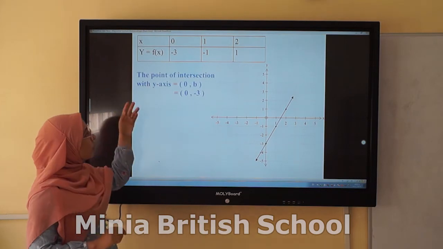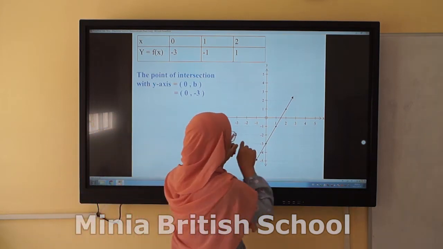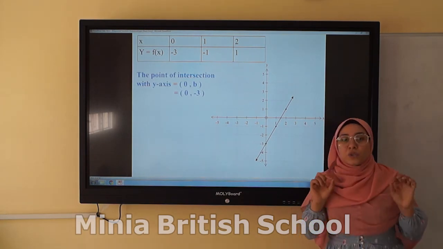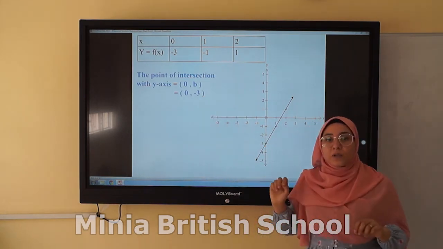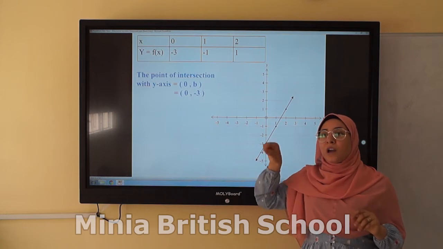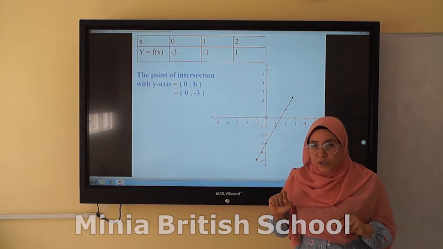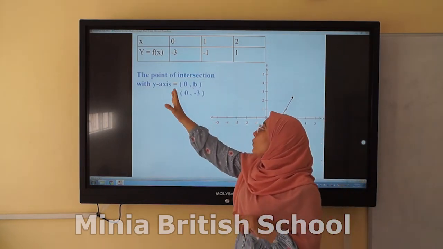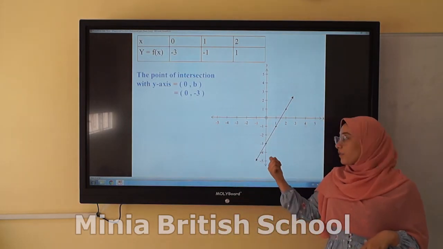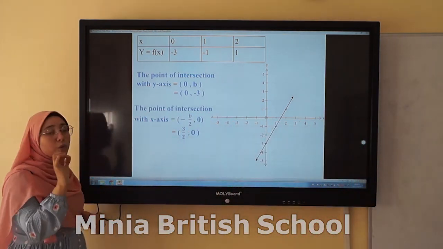Now, the point of intersection with the y-axis is (0, -3), and the rule is (0, b). Our function here is 2x minus 3, so b equals -3. So the point of intersection with the y-axis equals (0, -3), and we can find it from the graph. The second one is the point of intersection with the x-axis.